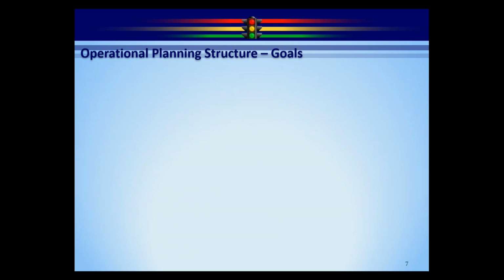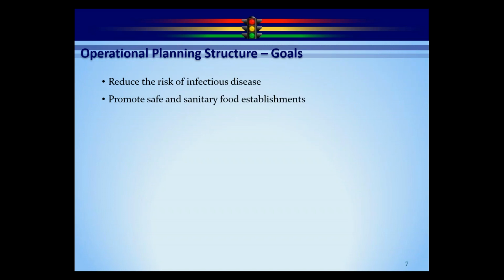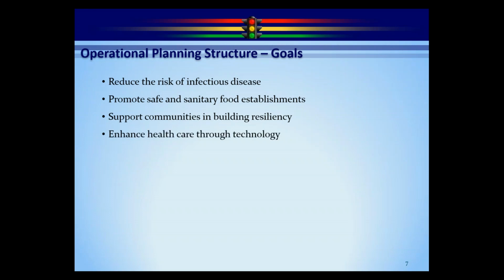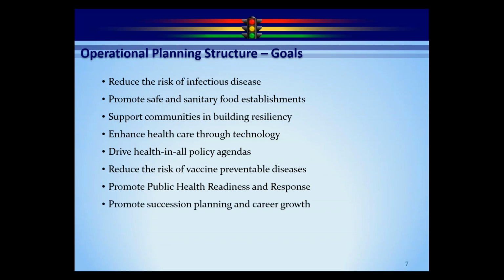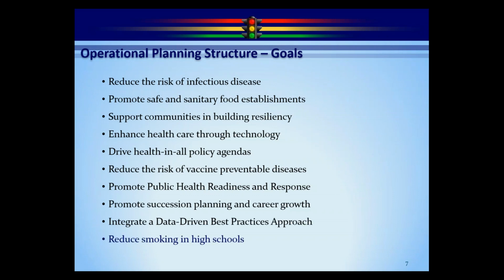The next level would be goals, and goals are a simple description of what you're trying to accomplish. So it's an action in here. For instance, reduce the risk of infectious disease, promote safe and sanitary food establishments, support communities in building resiliency, enhance healthcare through technology, drive health in all policy agendas, reduce the risk of vaccine preventable diseases, promote public health readiness and response, promote succession planning and career growth, integrate a data-driven best practices approach, and then again for today, reduce smoking in high schools.